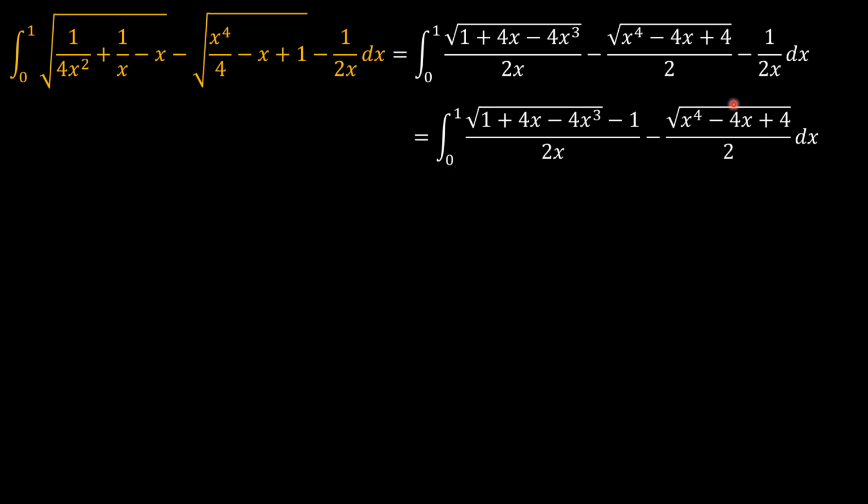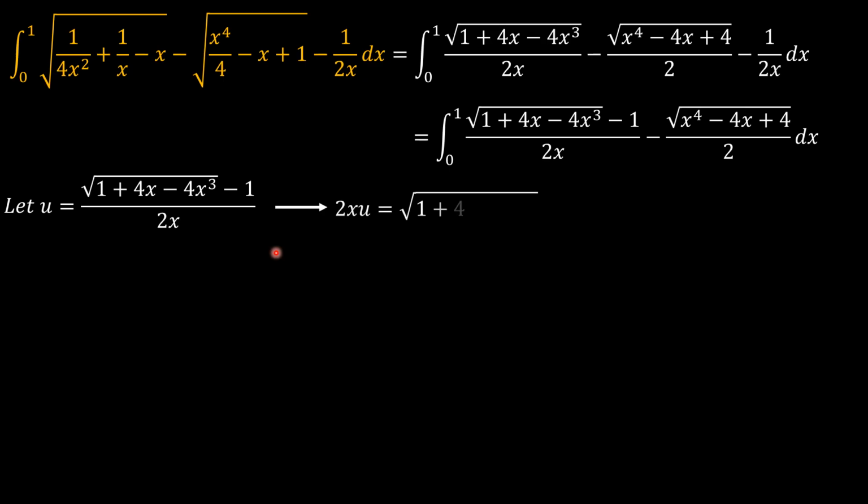Since this x to the power 4 is out there, let me try and see if I can substitute for this integrand here. So I'll say let u be equal to this guy, the square root of 1 plus 4x minus 4x cubed, minus 1 over 2x, such that when I multiply 2x on both the right and left hand side, I have 2xu being equal to the square root of 1 plus 4x minus 4x cubed, minus 1. And then when I add 1 to both sides, I have 2xu plus 1 equals the square root of 1 plus 4x minus 4x cubed.